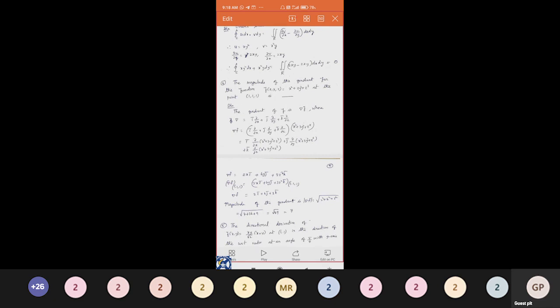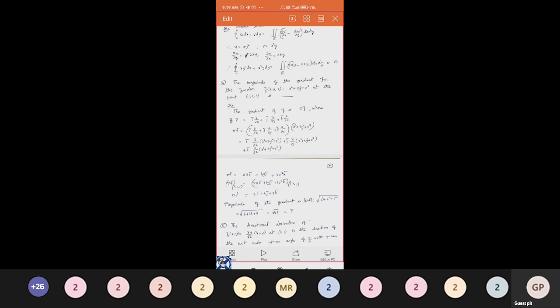Now let us write what del f is. Del f is i vector dou by dou x plus j vector dou by dou y plus k vector dou by dou z, and given f is x square plus 3y square plus z cube. Now we can do the normal multiplication. It is going to be i vector dou by dou x of x square plus 3y square plus z cube plus j vector dou by dou y of x square plus 3y square plus z cube plus k vector dou by dou z of x square plus 3y square plus z cube.